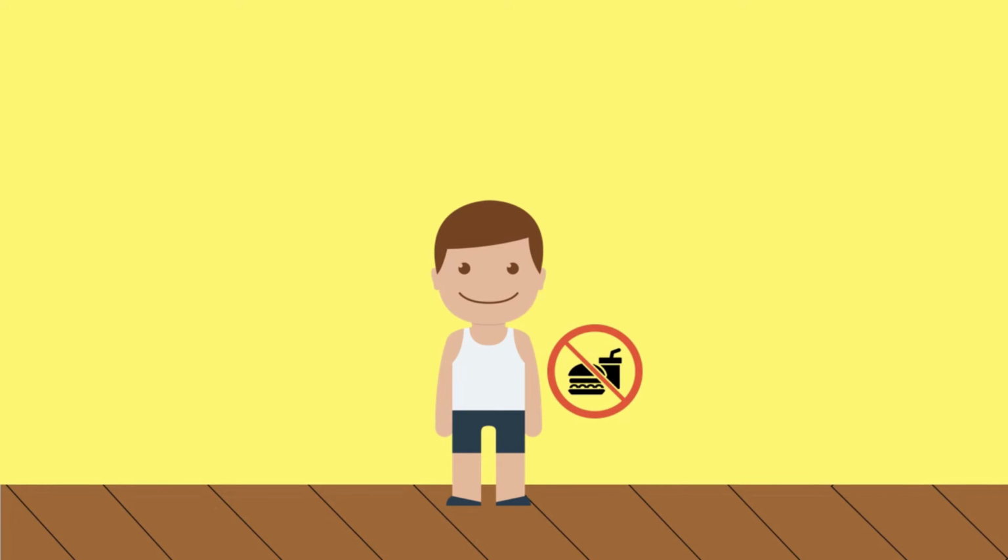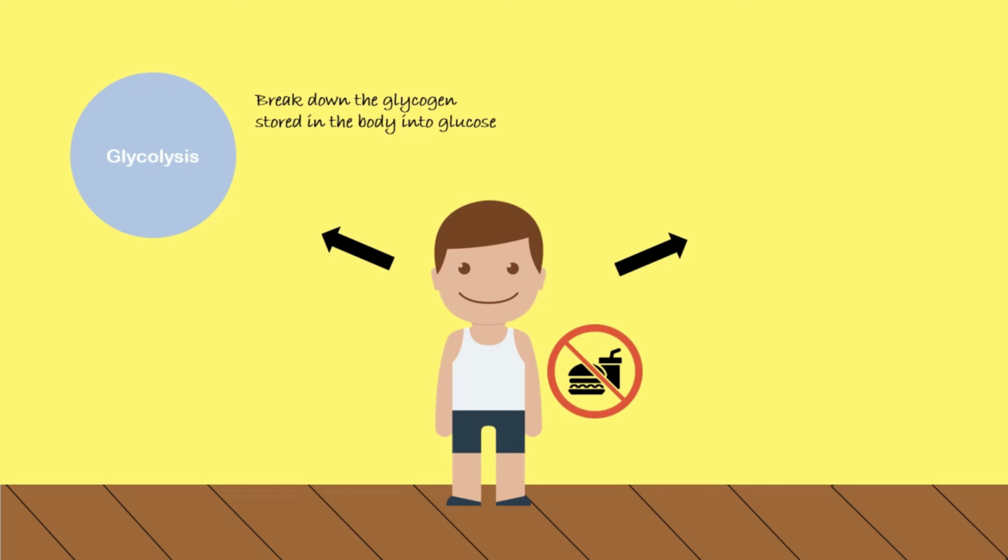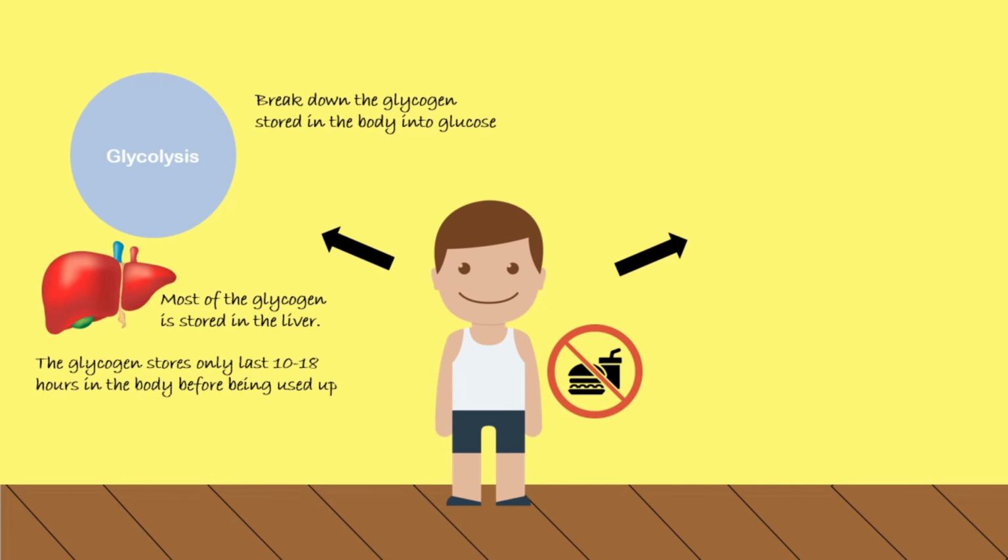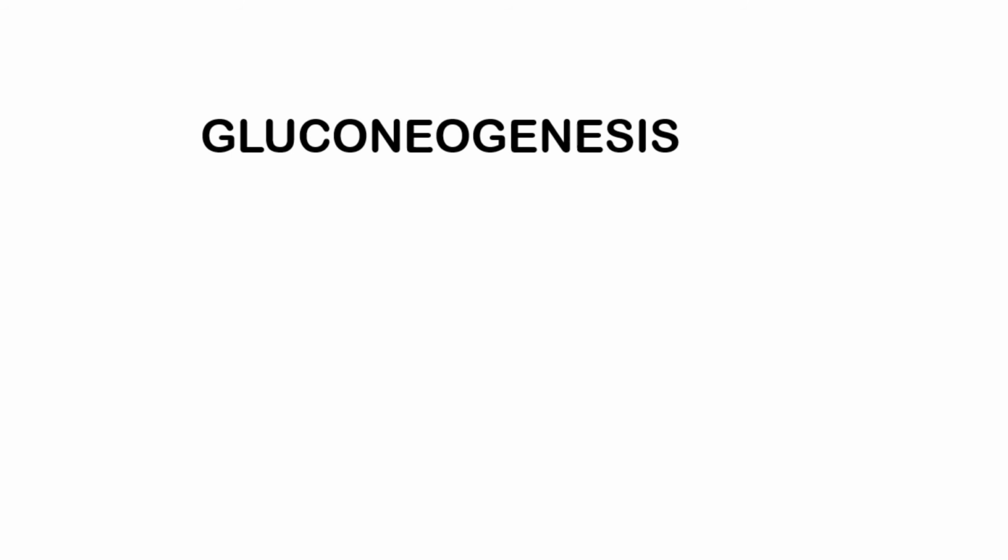Fasting state is a condition where the body is not receiving any food. So, the body has come up with two different ways of regulating blood glucose level. One is by breaking down the glycogen stored in the body into glucose. Liver is one of the most important organs in carbohydrate metabolism because most of the glycogen is stored in the liver. However, the glycogen stores only last 10 to 18 hours in the body before being used up. So, the body has come up with a second way, which is gluconeogenesis.